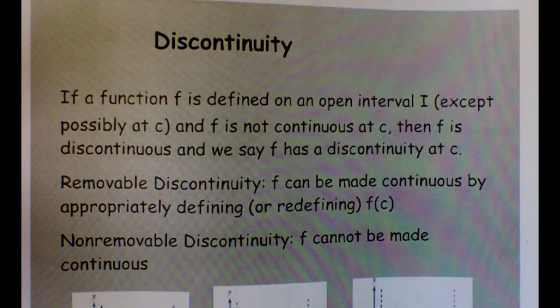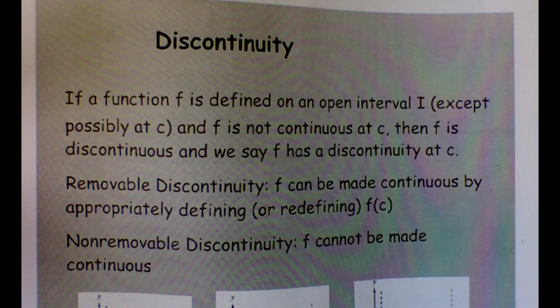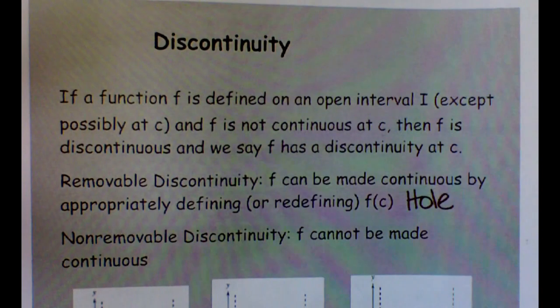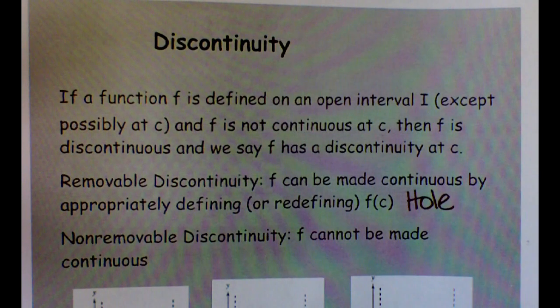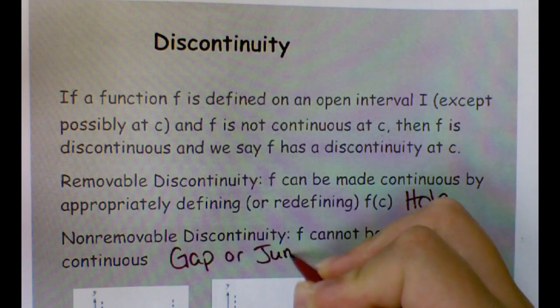So for discontinuity, if a function f is defined on an open interval I, except possibly at c, and f is not continuous at c, then f is discontinuous, and we say f has a discontinuity at c. There are two types of discontinuity, removable and non-removable. A removable discontinuity means that f can be made continuous by appropriately defining or redefining f of c. A non-removable discontinuity means f cannot be made continuous. Removable is generally your hole. A little hole in the graph, that's a removable discontinuity. Non-removable discontinuity, that'll be like a gap or a jump, something like that.